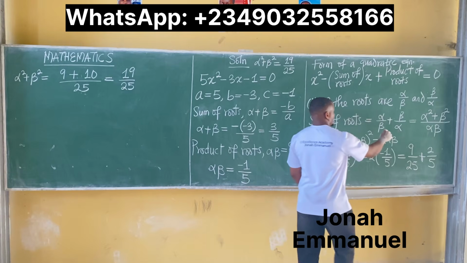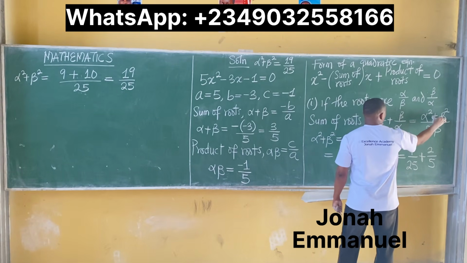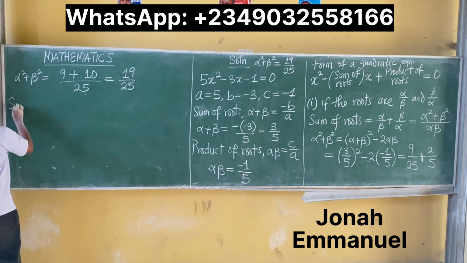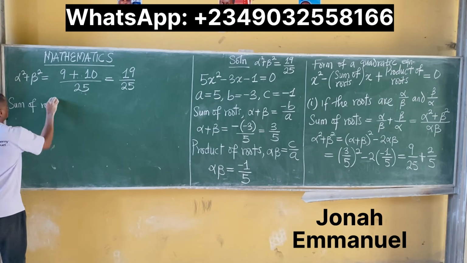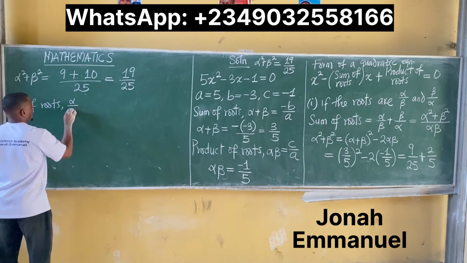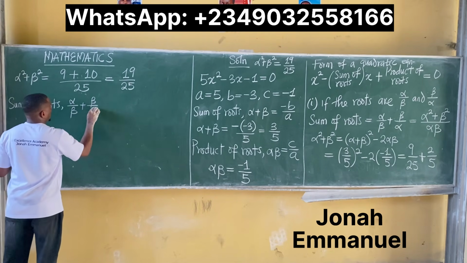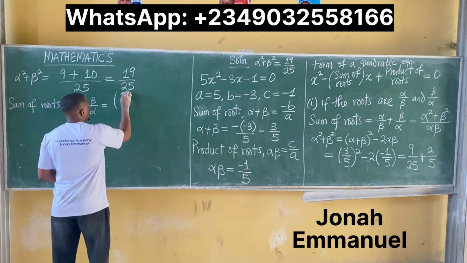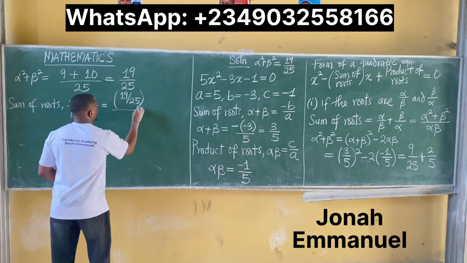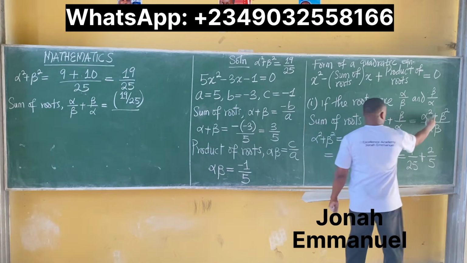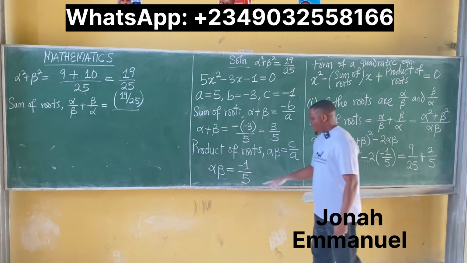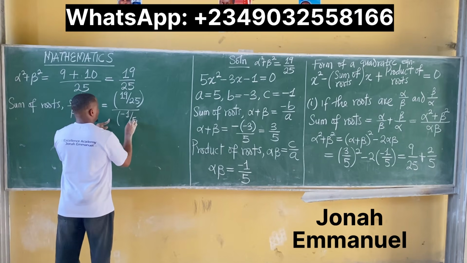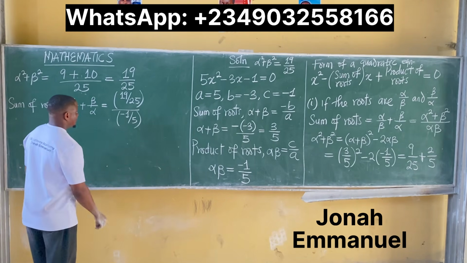All right. So the sum of roots is equal to this. This is 19 over 25. So the sum of roots, which is alpha over beta plus beta over alpha, is equal to 19 over 25. This is the numerator, that's this value here, all over the denominator alpha beta, which is minus 1 over 5. So we have this. Let's simplify this.